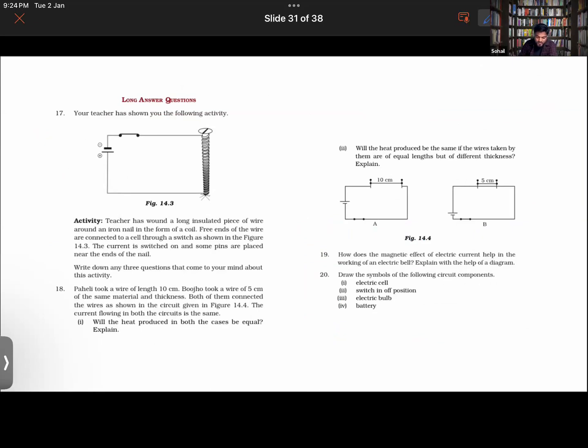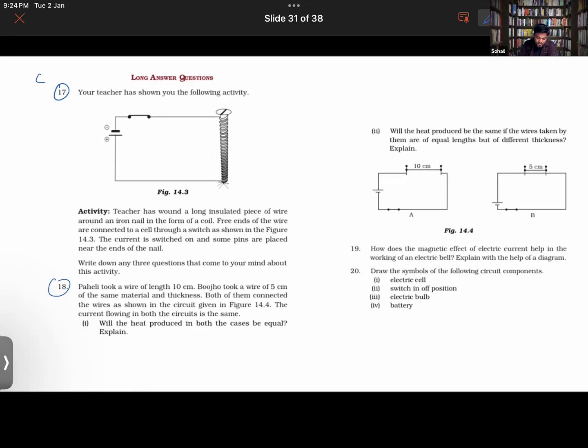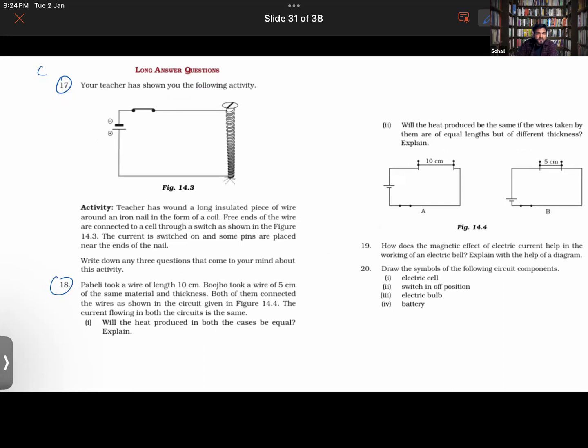Question number 17. Who would like to answer this one? I'm giving options to you guys. You are thinking too much. Chakrika, you have to solve this one. Can you read the question once? Question number 17 says: write down any three questions that come to your mind about this activity. What questions come to your mind?